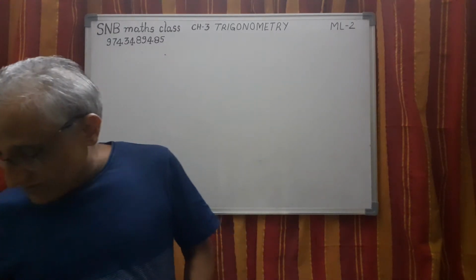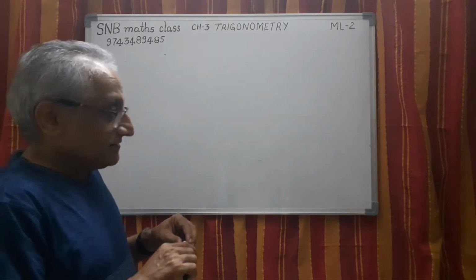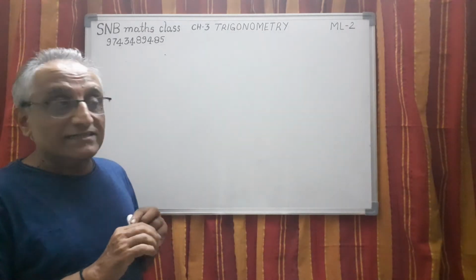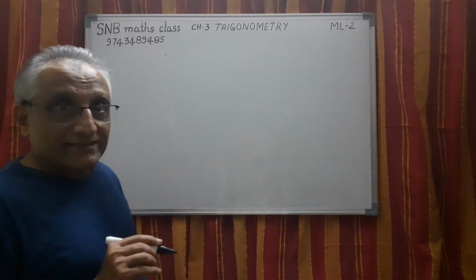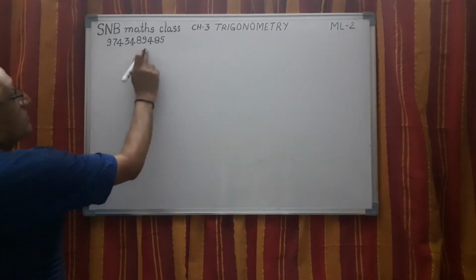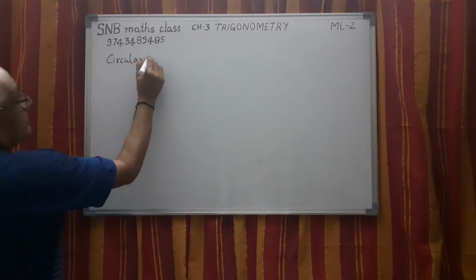In the last class we have studied what is the meaning of angle, then measurement of angle using one system, that is degree measure. Now today let us study the next system. I made a mention of this system in the last class. So circular measure.